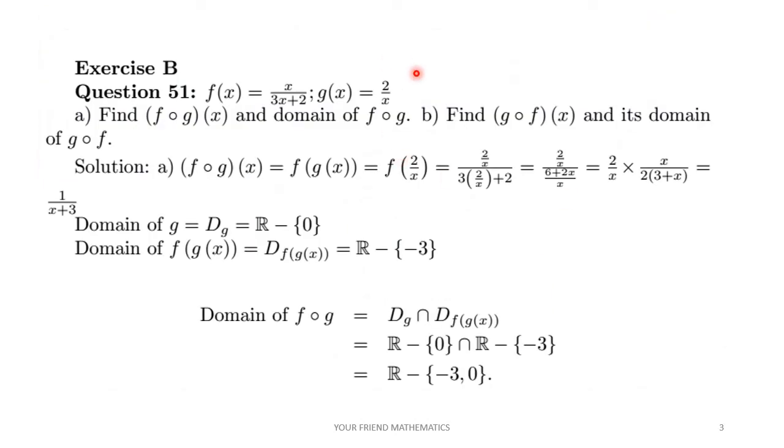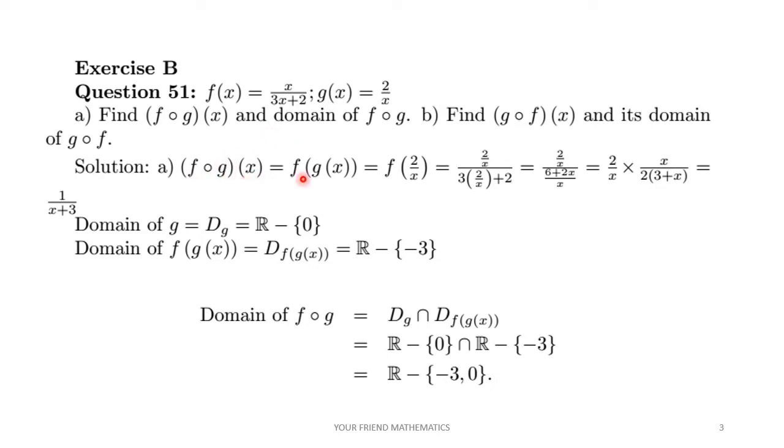Now we do one question of exercise B, question 51 of the book Calculus by Swokowski, Olinick and Pence, 6th edition. The question is, if f of x is equal to x over 3x plus 2 and g of x is equal to 2 over x, find f composition g of x and the domain of f composition g. Part B is find g composition f of x and its domain. Now first I will do part 1.